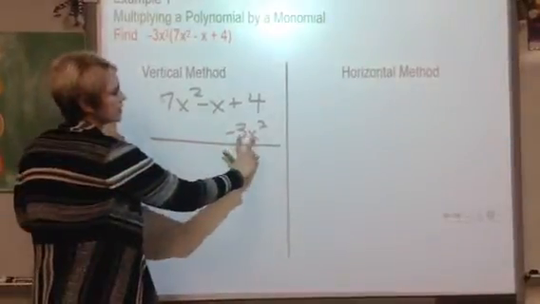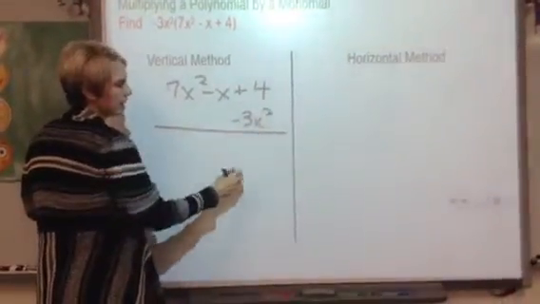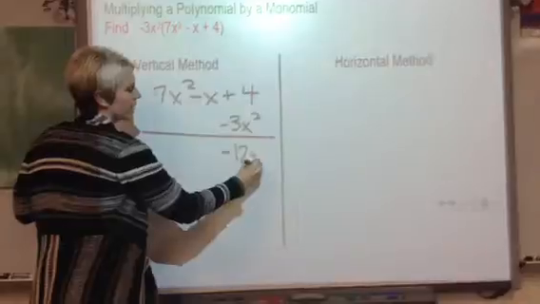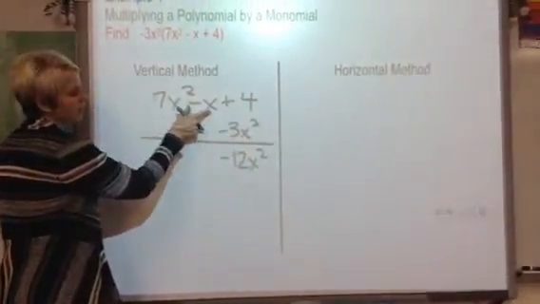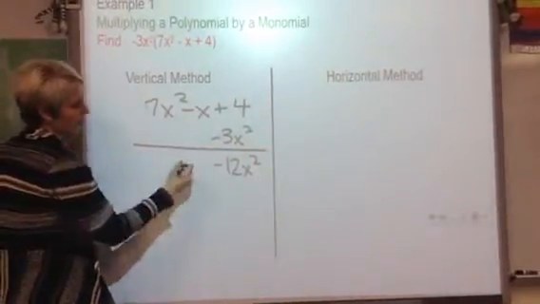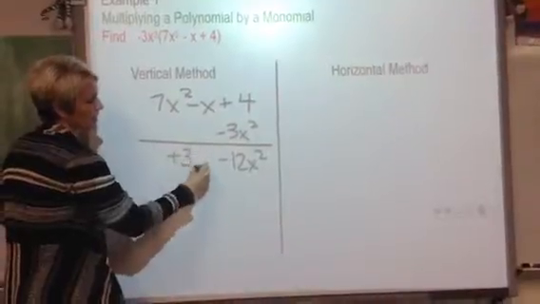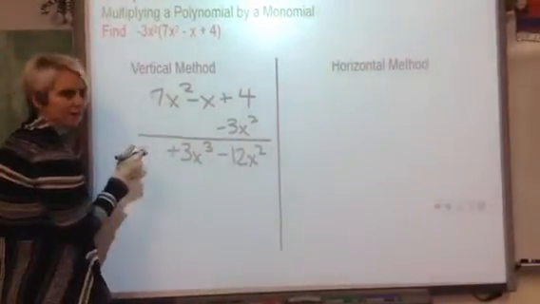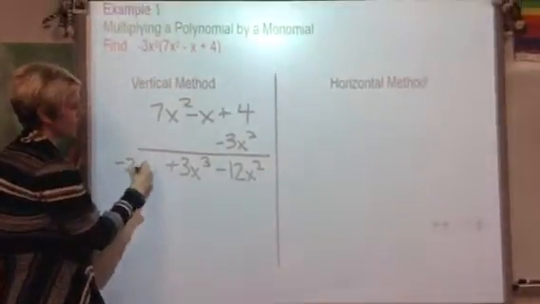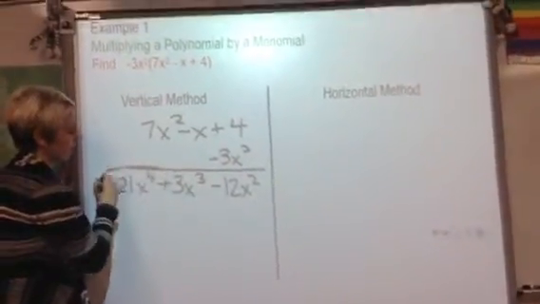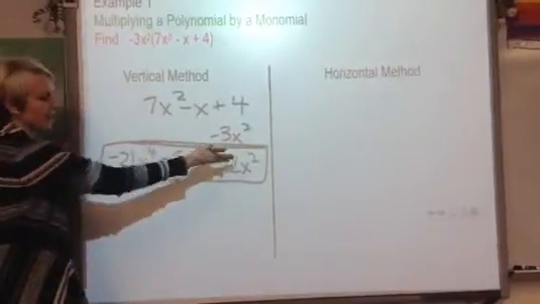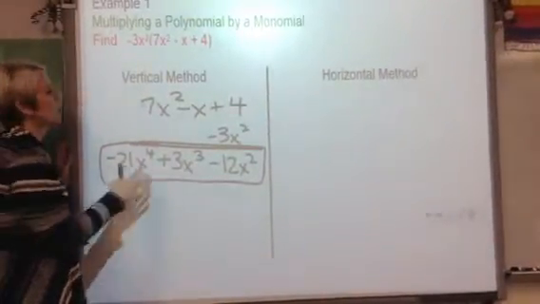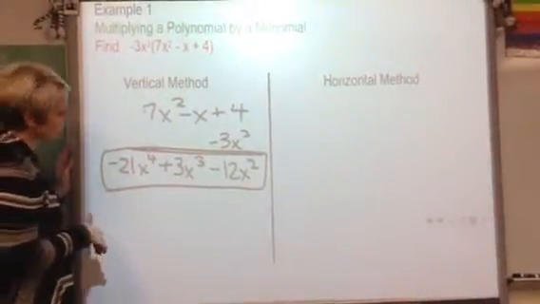So what you're going to do is negative 3x squared times a positive 4, which would be negative 12x squared. We have negative 3x squared times negative x, so that would be a positive 3x to the third. And then we have negative 3x squared times a positive 7x squared, so that's negative 21x to the fourth. And then as you can see, you have everything then in the right order, which is standard order.